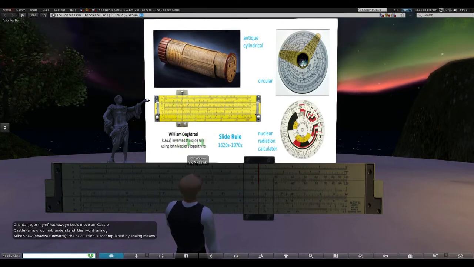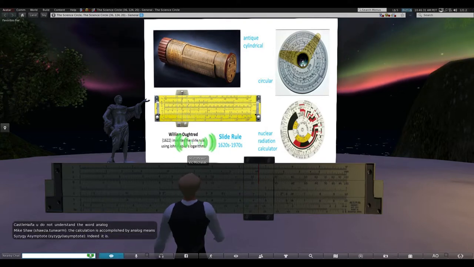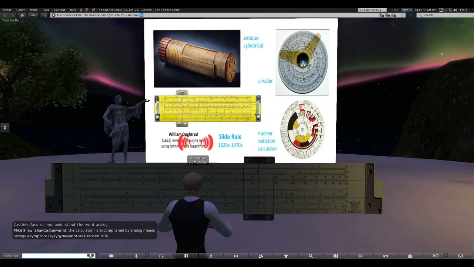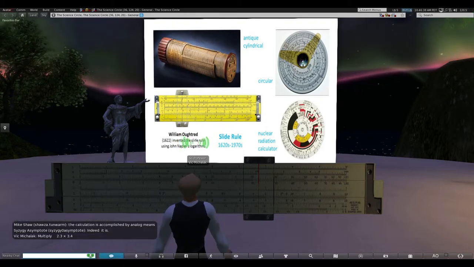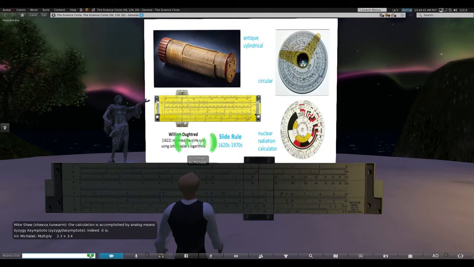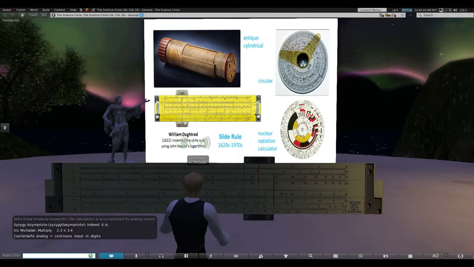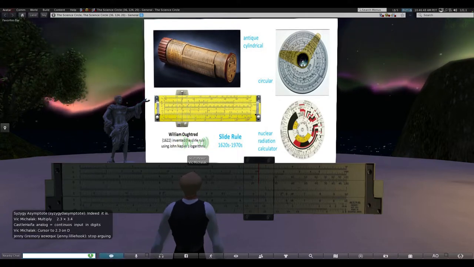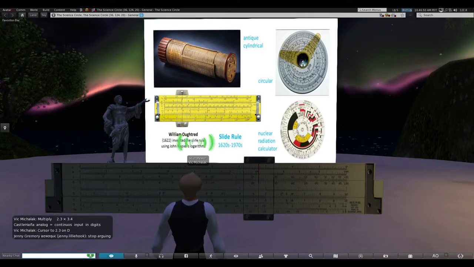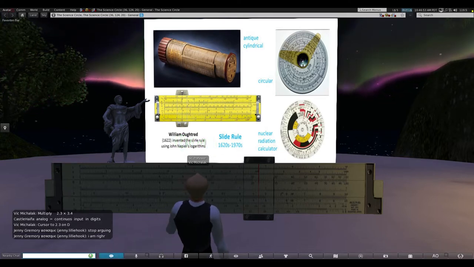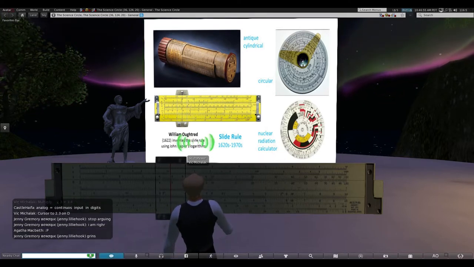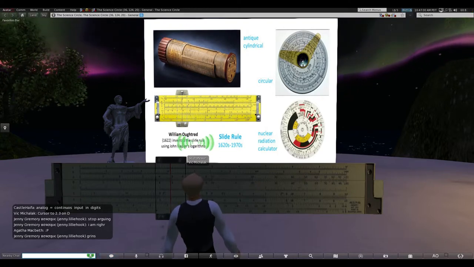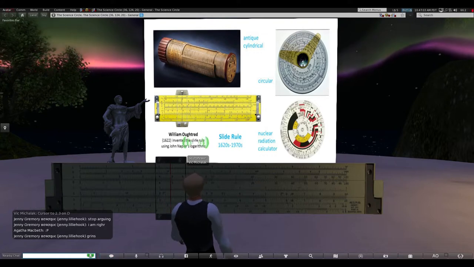So let me also show you how to multiply. I'm going to put the text on here so you can follow it, because this is a little bit harder. If you want to multiply 2.3 times 3.4, the first thing you do is line everything up like it is. Then you find 2.3 on the D scale by moving the little cursor here. Let's move this to 2.3 on the D scale, right there. Okay, got it.